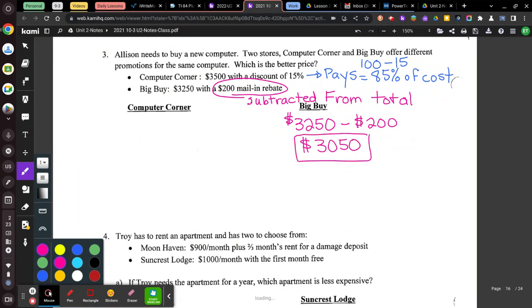The Computer Corner, though, she's going to pay 85% of the cost. So we're going to take our total cost, $3,500, and multiply it by that decimal now. So 85 divided by 100 gives us 0.85. So 0.85. And that's going to give us a total of $2,975.